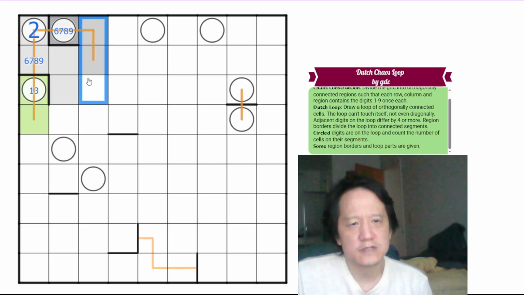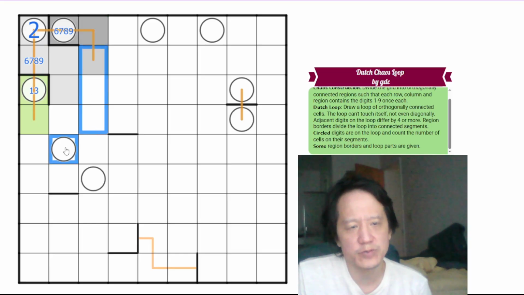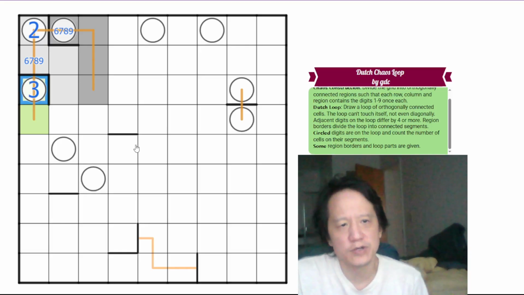This is at least 6. This cannot go down to here because then it would touch itself. But it has to go at least here because this is only 1, 2, 3, 4, 5 in segment length. So this must go down. It cannot go down here because it would touch itself here. So this cannot be 1. This is 3.